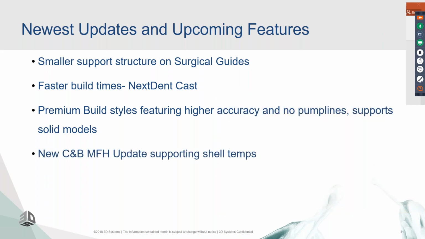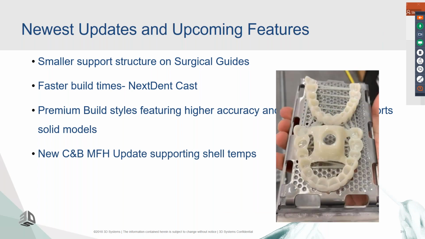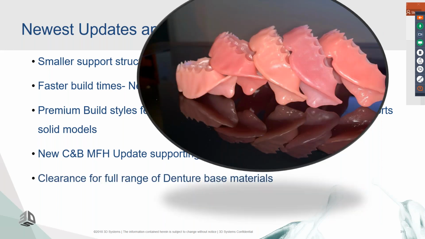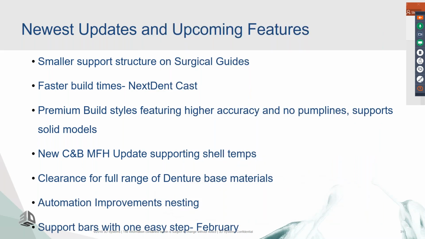And we also updated late last year, for CNDMFH, we now support shell temps. It was originally configured for denture arches, and now we've added that additional indication. We also got our clearance for Denture 3D Plus, so if you want to try it out, it's now available in the US and Canada. And support bars with one easy step, that's actually outdated, that is coming with your stacked build around the end of the month.